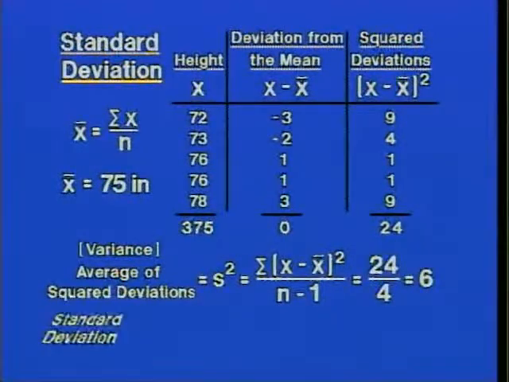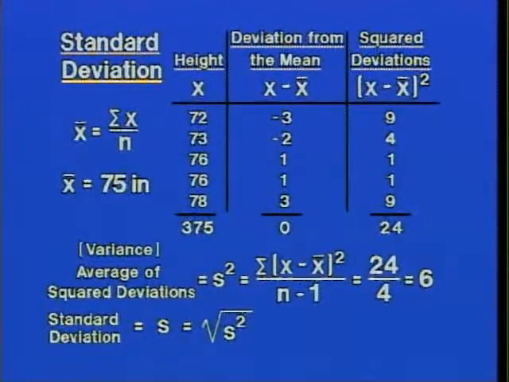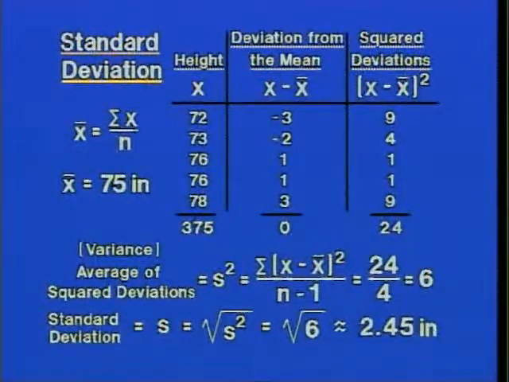Now we're ready for standard deviation. Standard deviation is symbolized with an s. Now remember the variance was s squared, so if the standard deviation is s, it would make some sense that the standard deviation is the square root of s squared, or the square root of the variance. And that means then it's the square root of 6 for this problem, which is approximately 2.45 inches. Now we'll put this 2.45 inches into perspective a little bit later.